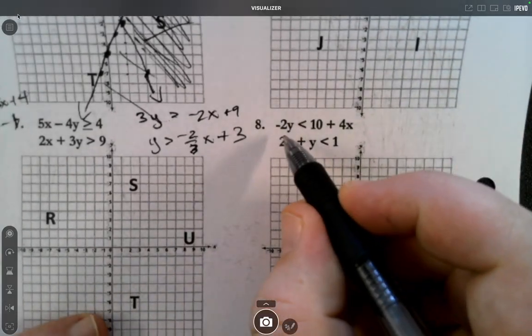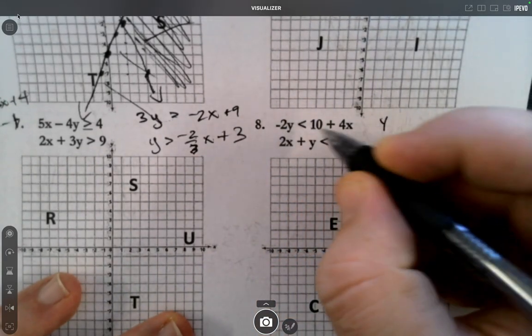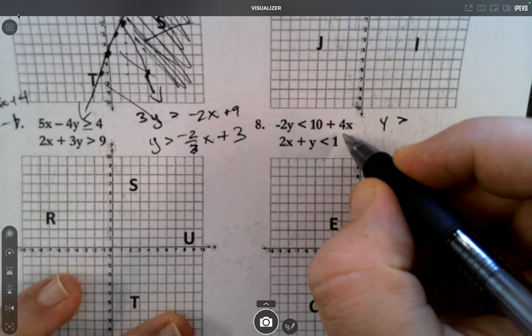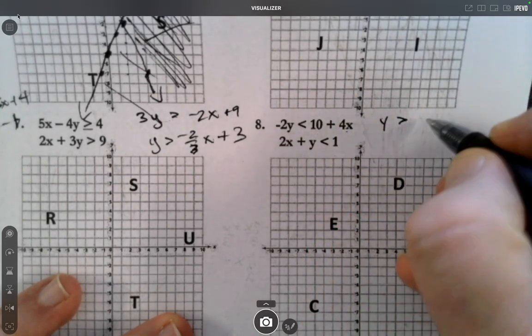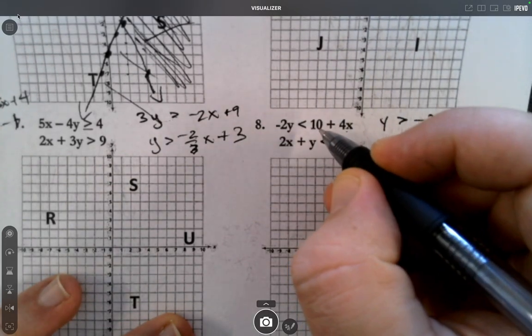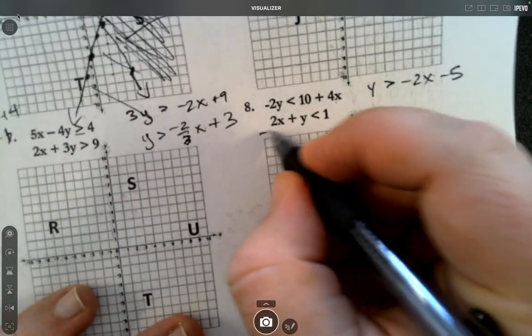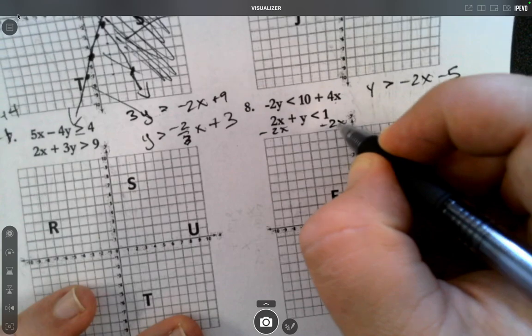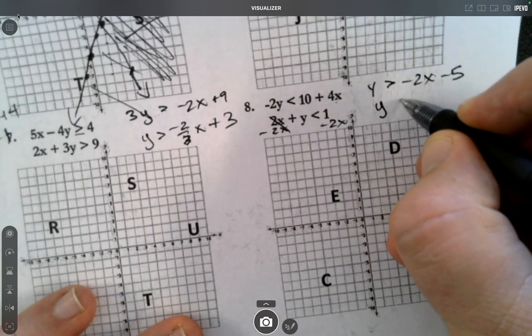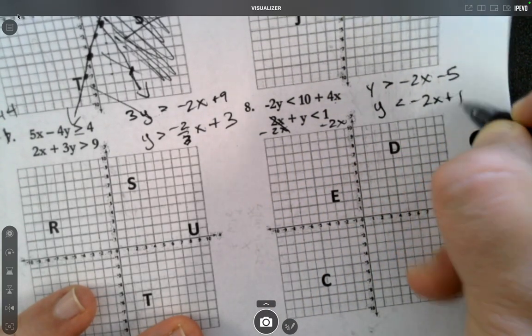And we're down to our last one. Here we divide everything by negative 2, forcing us to flip the inequality sign. And I'm going to put the 4x first. So 4 divided by negative 2 is negative 2x. 10 divided by negative 2 is negative 5. And on this one, we just need to subtract 2x from both sides. That's not so hard. Y is less than negative 2x plus 1.